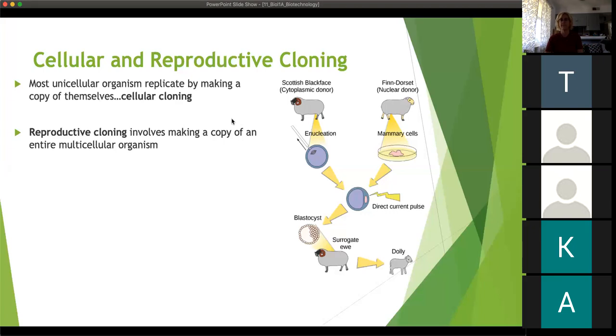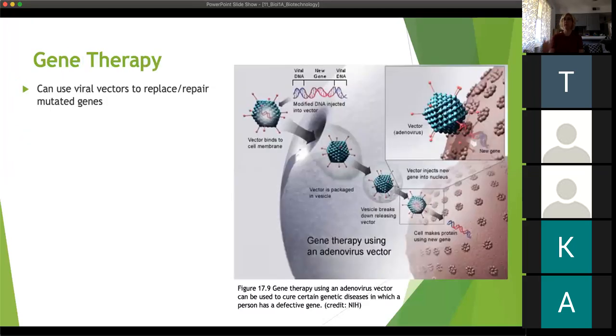Reproductive cloning is one of those things that people are generally okay when you talk about doing it in animals. If you said something about doing it in people, you would get the side eye. This is not something you're allowed to do in people. But what you can do in people is what we call gene therapy.